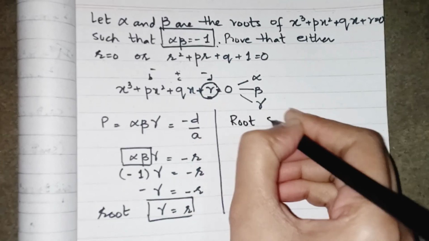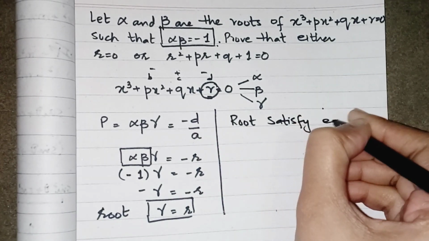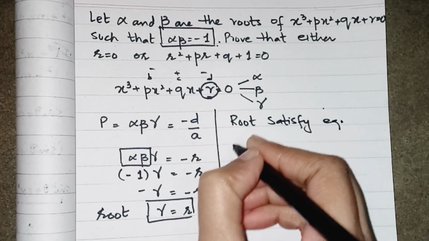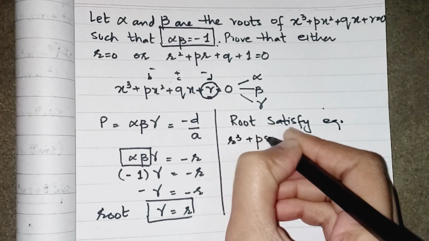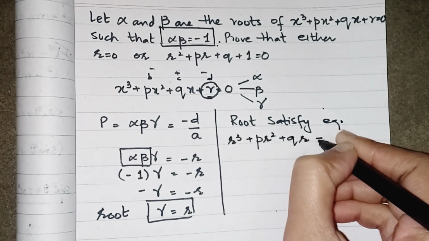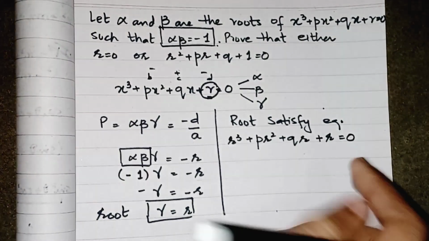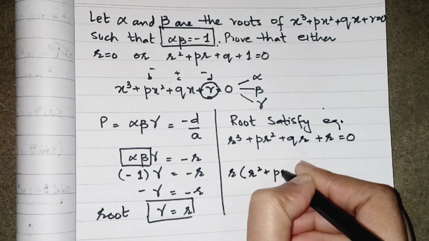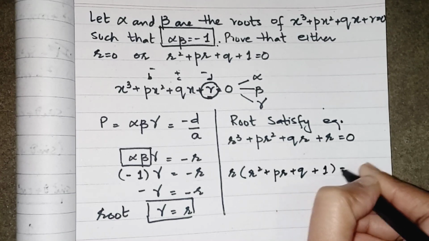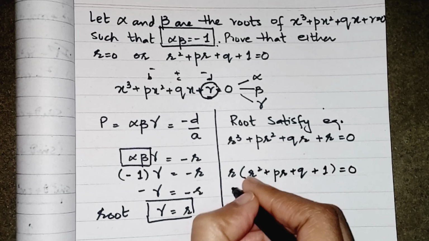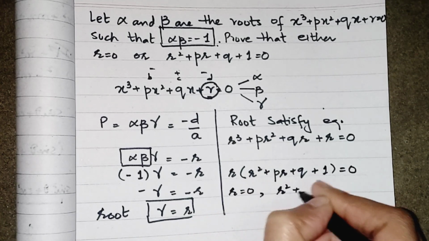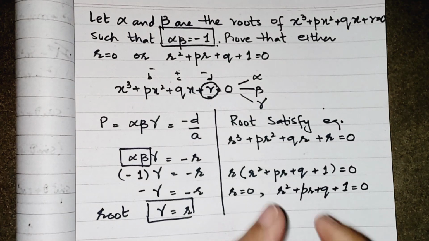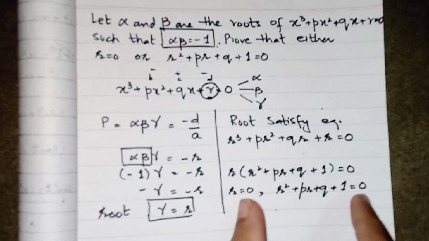So in place of x, we put r. We can say that r cube plus pr square plus qr plus r equals 0. Each and every term has r, so we can take r common, and the remaining is r square plus pr plus q plus 1 equals 0. Both factors multiply to 0, so we can say that r equals 0, or r square plus pr plus q plus 1 equals 0 as well. So this is the question that they give us to prove.